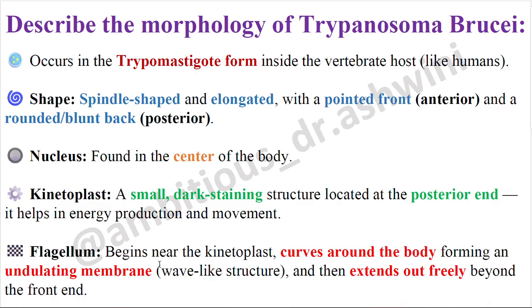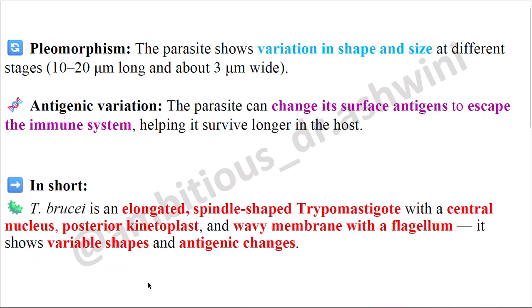Flagellum begins near the kinetoplast, curves around the body, forming an undulating membrane, which is a wave-like structure, and then extends out freely beyond the front end. Then pleomorphism. The parasite shows variation in shape and size at different stages. It is 10 to 20 micrometer long and about 3 micrometer wide.